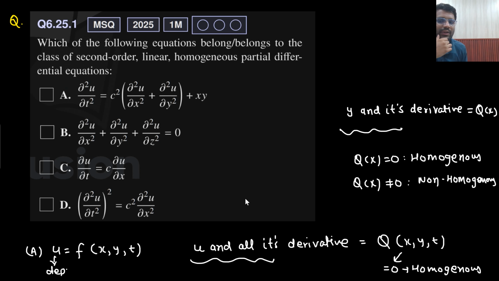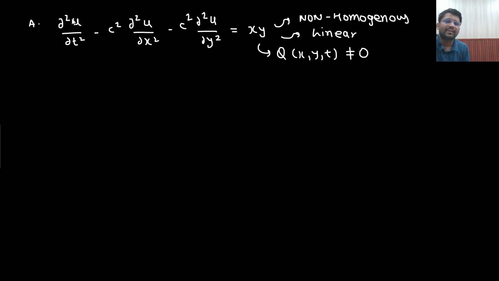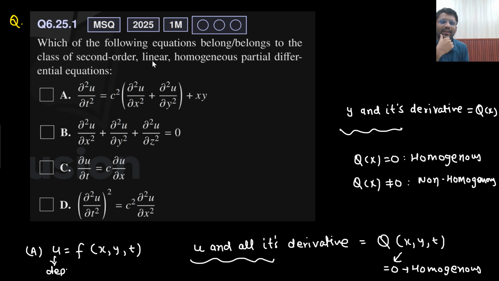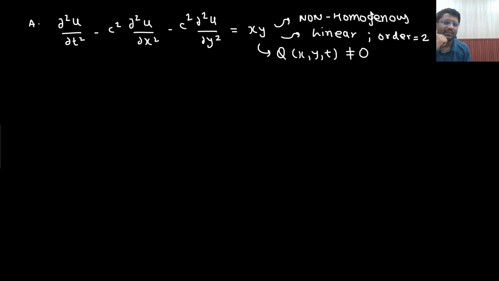What is the order? Order is second. Why is order second? Because, sir, u is maximum differentiated 2 times. So order is second. So what do they need? Second order linear homogeneous they need, right? Because it is non-homogeneous, this is not the answer. Option B.